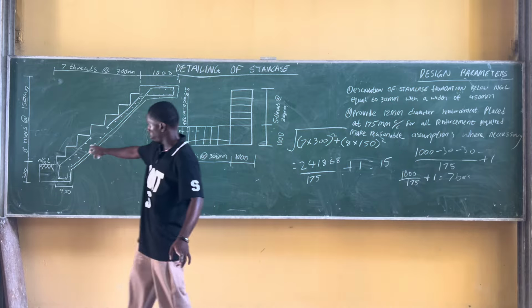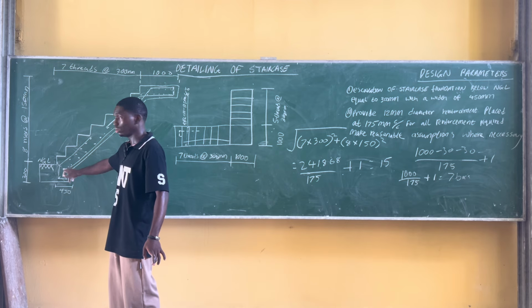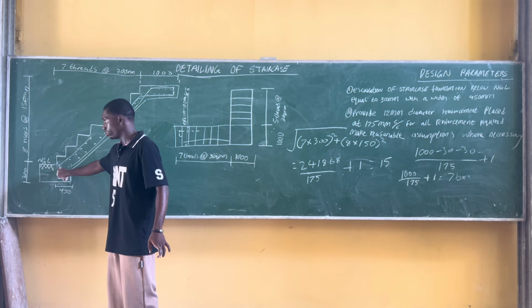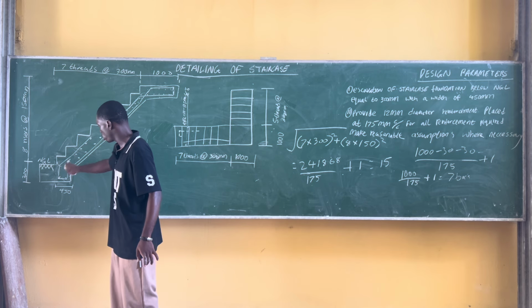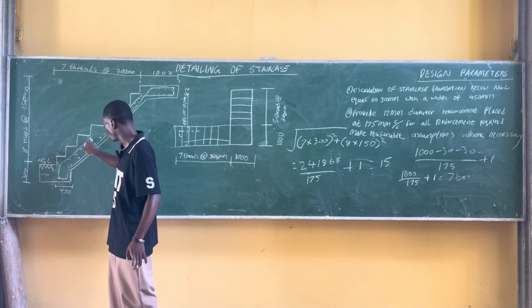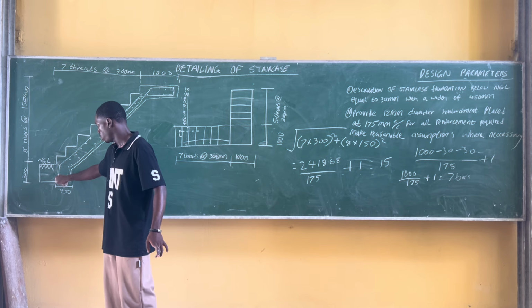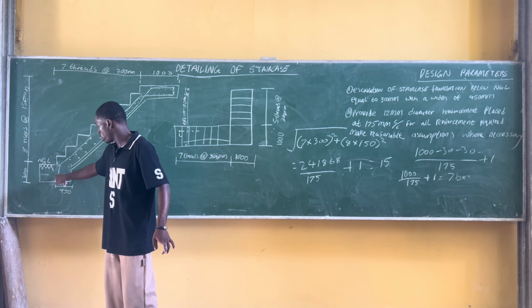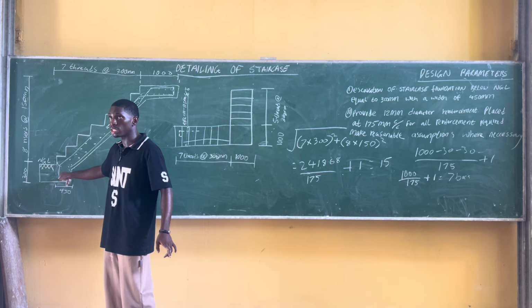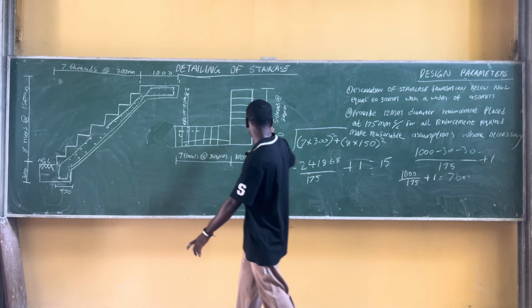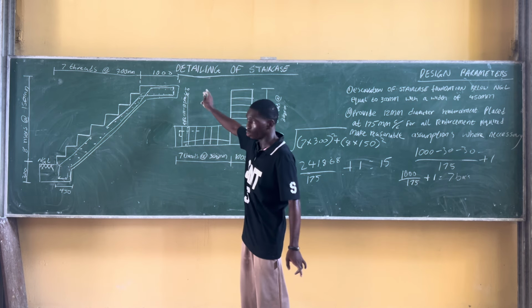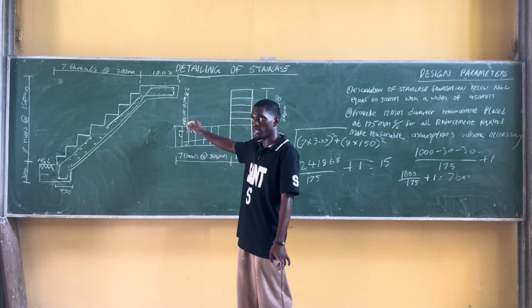Remember that we got 6 reinforcement for this top, and we got 2 here. That 6 is part of the 2. So if you count 1, 2, 3, 4, 5, 6, those two, 7, 8, 9. That's how we got 9 reinforcement. Why 9 Y12 at bar mark 1, 175. That's how we did it.